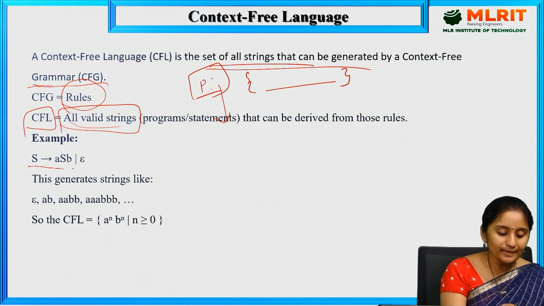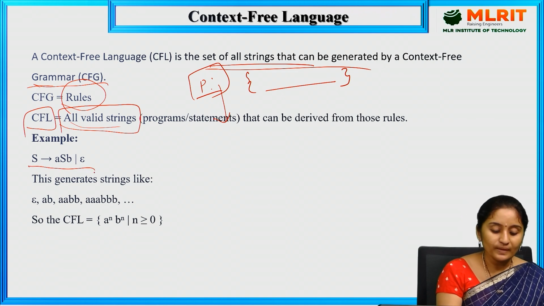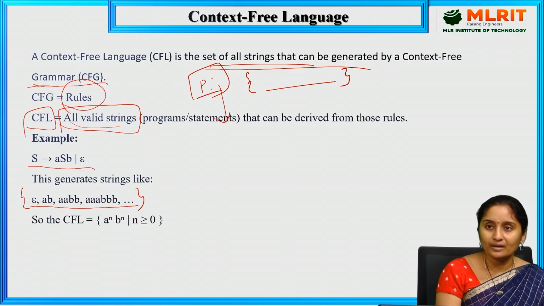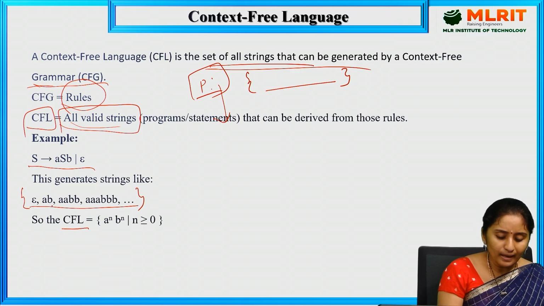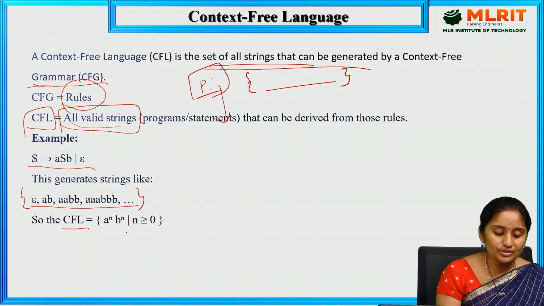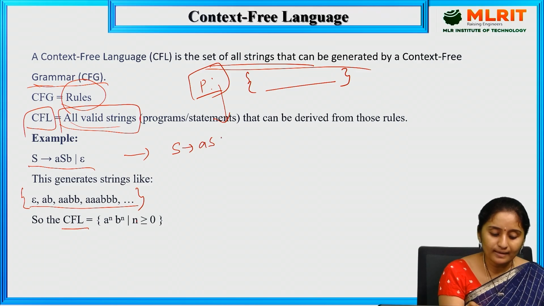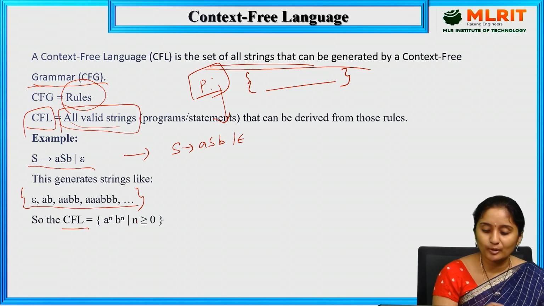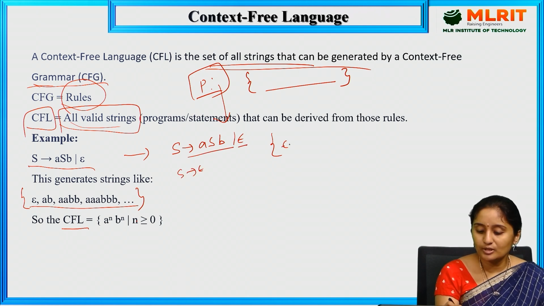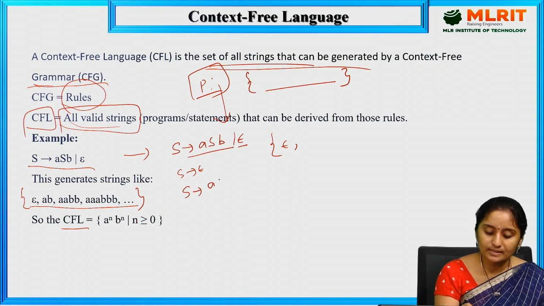See here one example. S produces A S B or epsilon. This generates strings like these. So these are the set of strings which we are going to generate, and for this we can construct the context-free language, where n is greater than or equal to 0. So how did we get these strings? S produces A S B or epsilon. This is my production. The first string I can get is S produces epsilon. So either this one or this one. So epsilon is generated.